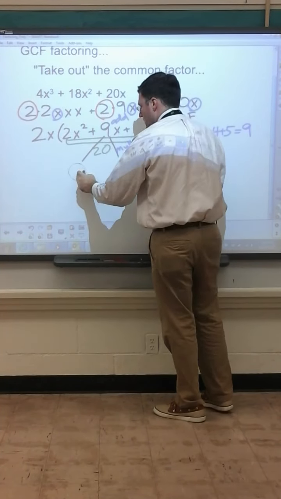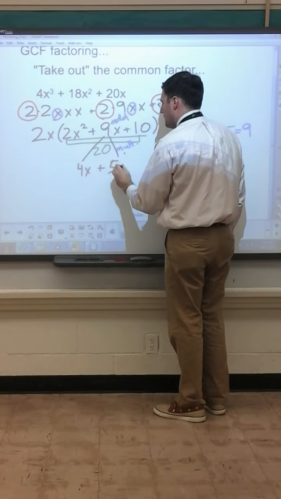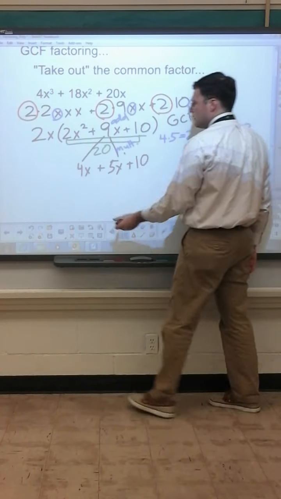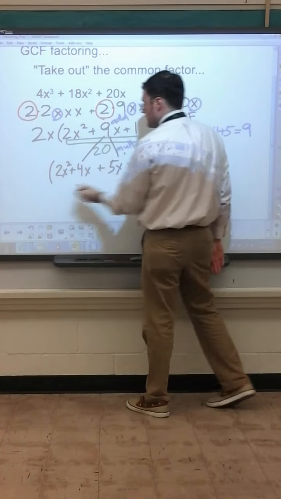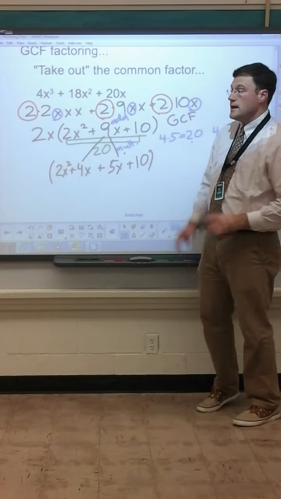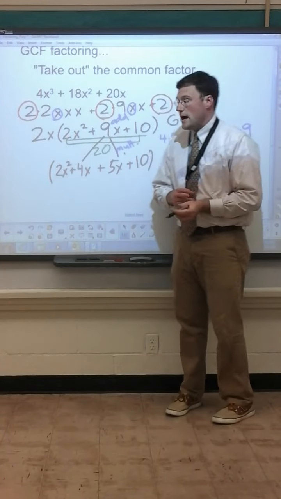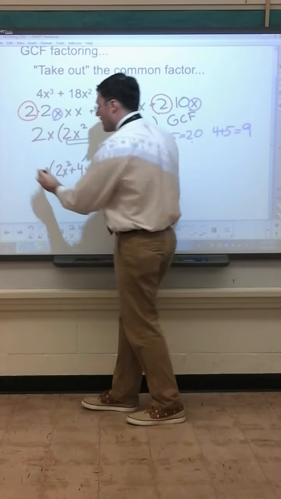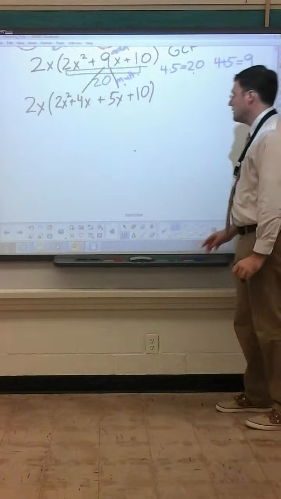let me do this, 4x plus 5x. I bring down this 10. I bring down this 2x squared. I'm going to put this in parentheses, you guys. And here's the important part with GCF factoring or any combination of factoring that you're going to do. You need to go ahead and bring down what you've already factored out. So I need to bring down this 2x.